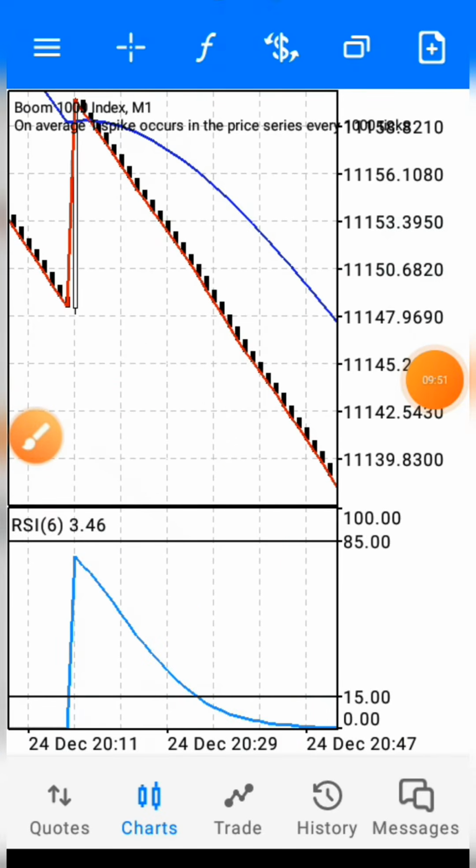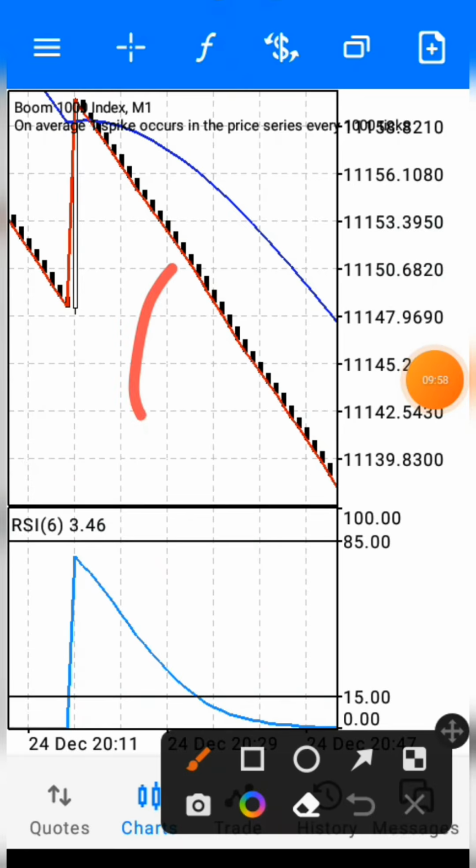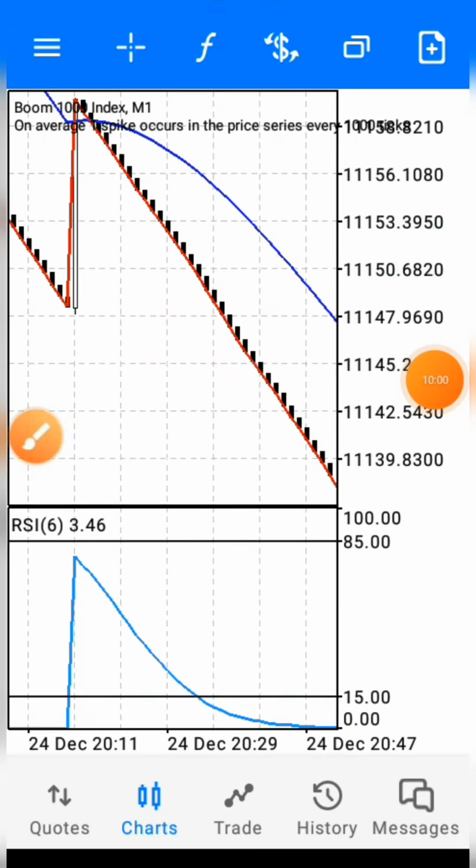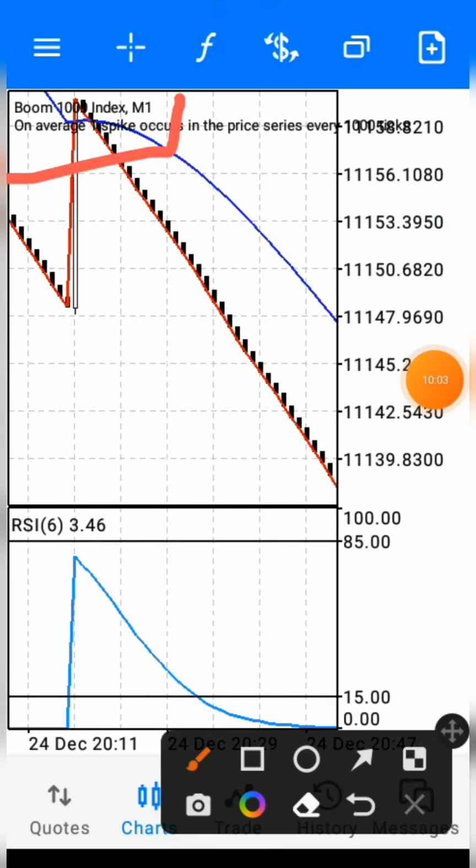So that's it, guys. It works on Boom 1000 and Crash 1000. These are the two synthetic indices I've tested it on, Boom 1000 and Crash 1000.